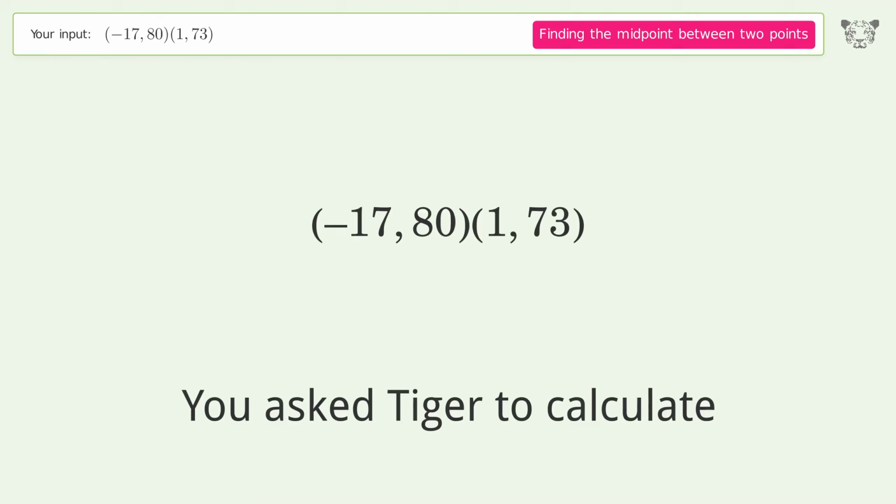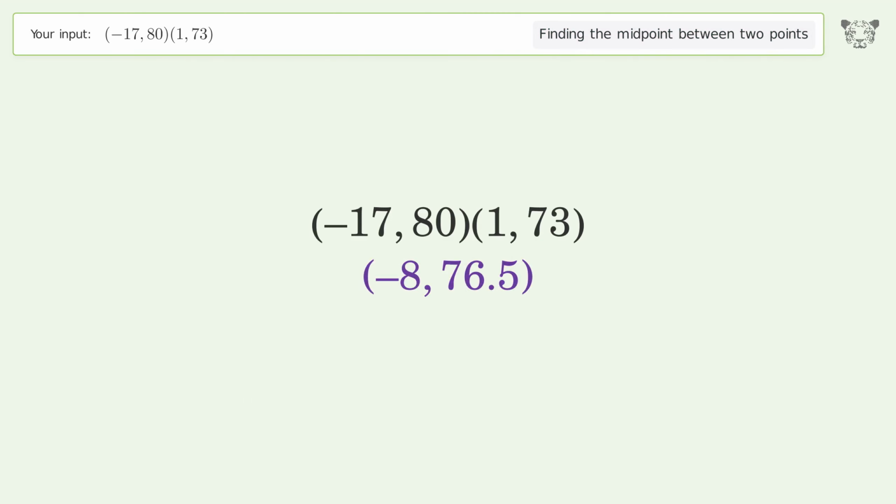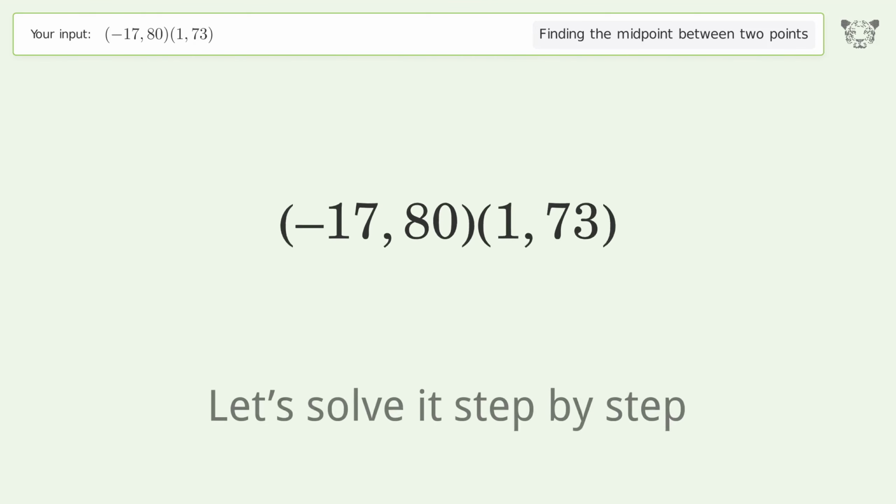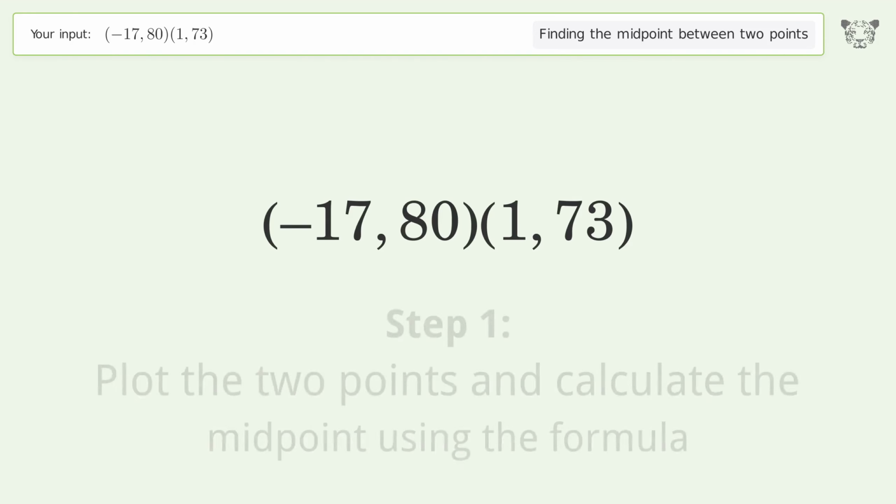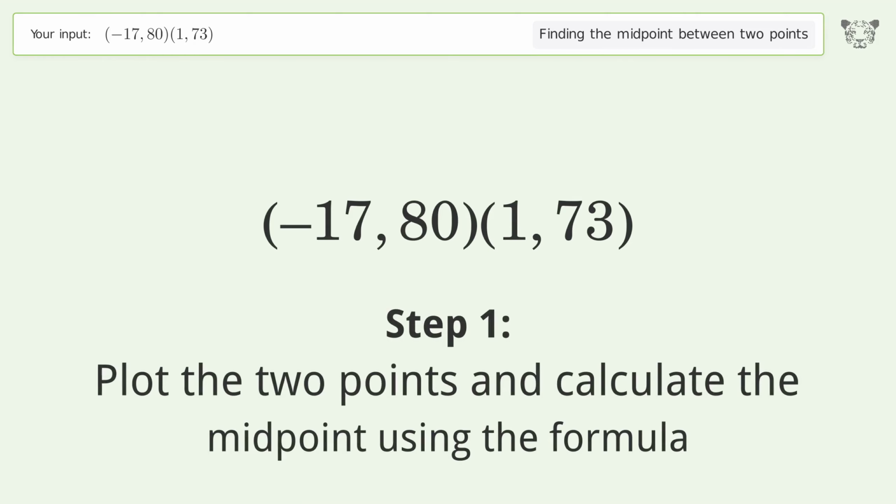You ask Tiger to calculate. This deals with finding the midpoint between 2 points. The midpoint between the 2 points is -8, 76.5. Let's solve it step by step. Plot the 2 points and calculate the midpoint using the formula.